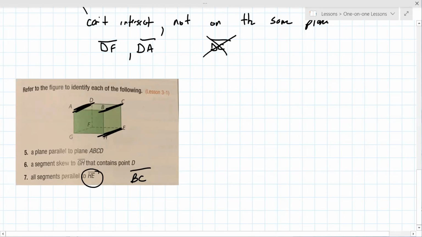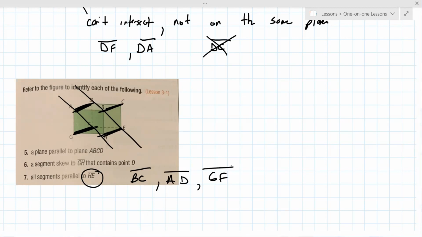AD is parallel to it as well because there's this plane that goes through the diagonal of it. And the last one is GF, that's also on the bottom of the box there. Mm-hmm. So do you feel comfortable that you could do this if it was a different shape?